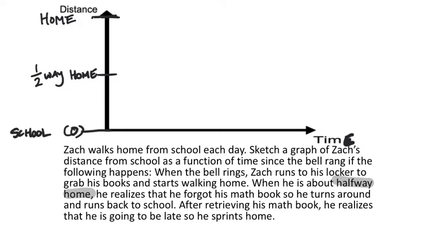All right, so we got our distances down pretty good. But now what happened? Let's look at our timeline right here. It says, this is what happens. When the bell rings, Zach runs to his locker to grab his books and starts walking home. So I'm going to start with just that the bell's going to ring. He's going to go to his locker and grab his books. Okay, so I'm going to start right there. I'm going to say right here, this will be 0 for me, but that's when the bell rings.